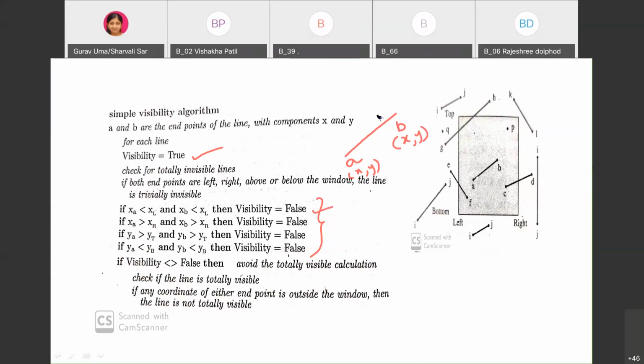So if xa is less than xl, then it will be on this side. This will be my xa, somewhere here. Similarly, my xb will be less than xl, so if xb is also less than xl, it will be here somewhere. So the line will be on the left side, and the line will not be in the window. So visibility will be false.